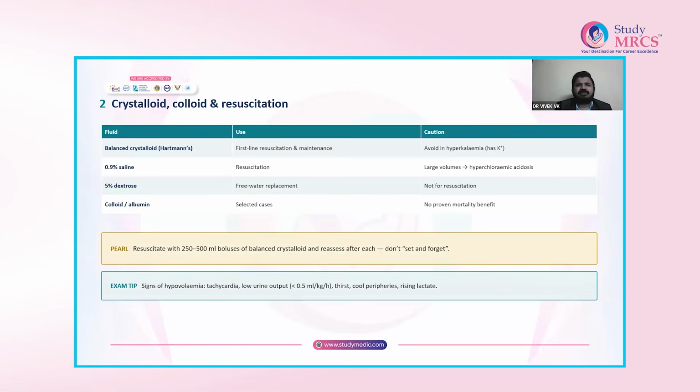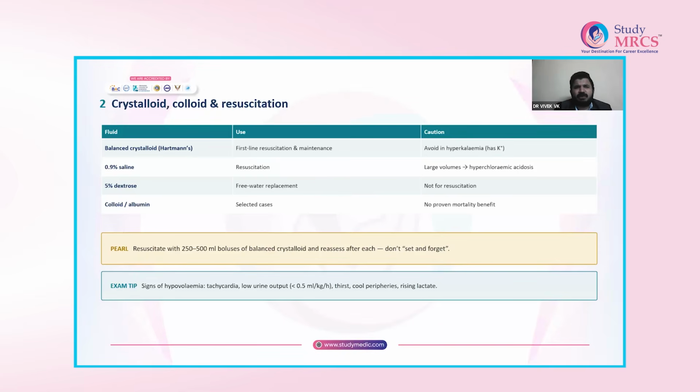So something about the crystalloid and colloid resuscitation. The balanced crystalloid or Hartmann's solution you can use as a first line resuscitation and maintenance fluid, and you have to be very cautious because it contains potassium, so it is better to avoid in situations where the patient is already having hyperkalemia.